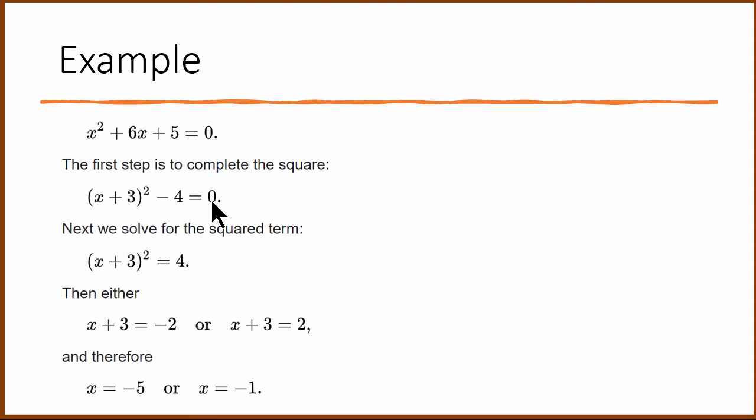How? By moving the minus 4 to the other side. So I have (x + 3)² equals 4. Then you take a square root. When you take a square root, it is plus or minus 2. If it is minus 2, x becomes minus 5. If it is plus 2, x becomes minus 1. So this is how you solve it.